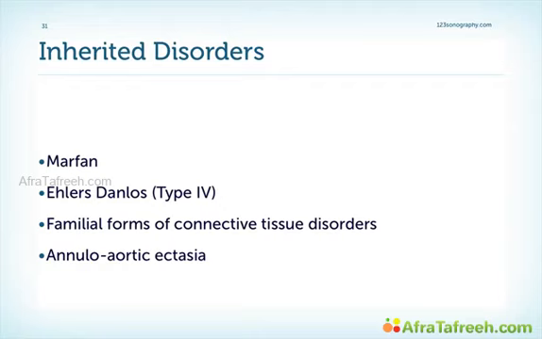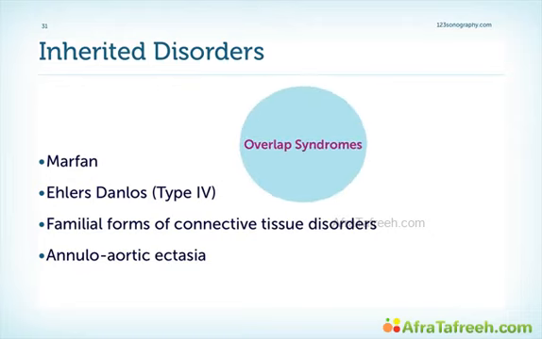Bicuspid aortic valves are not the only entity which can lead to an abnormal composition of the aortic wall and to dilatation. There are a number of inherited disorders which affect the connective tissue, such as Marfan disease, Ehlers-Danlos, especially the vascular type, the type 4. Then there are familial forms of connective tissue disorders and the so-called annulo-aortic ectasia. Only recently have we learned that there are numerous different variants of connective tissue disorders and that some cannot really be classified. They are so-called overlap syndromes.